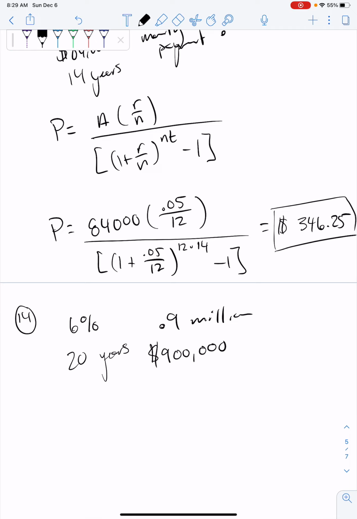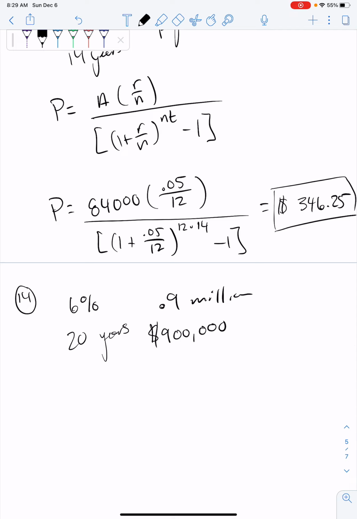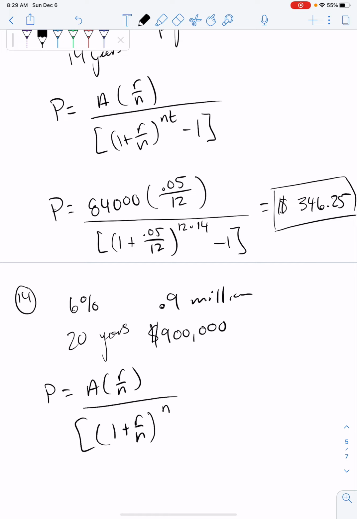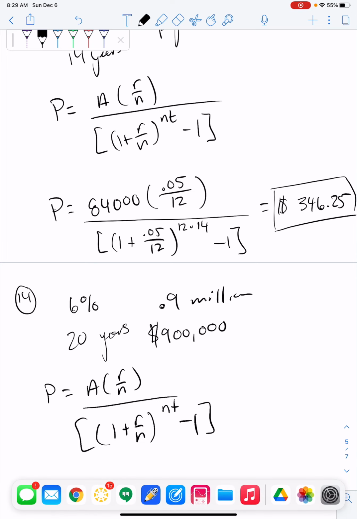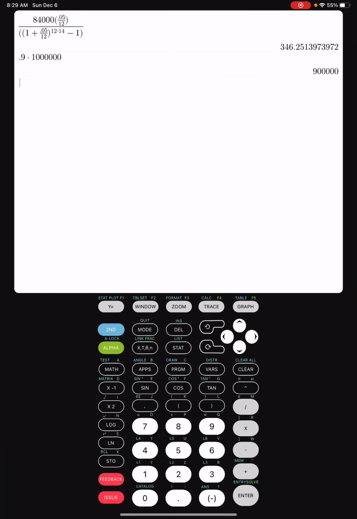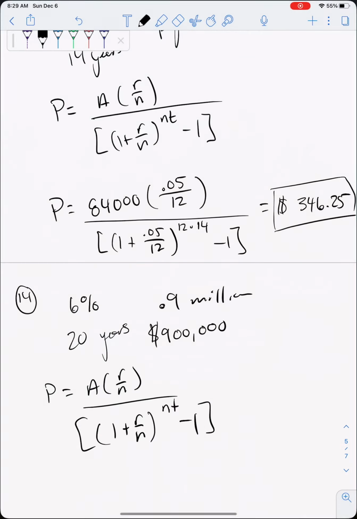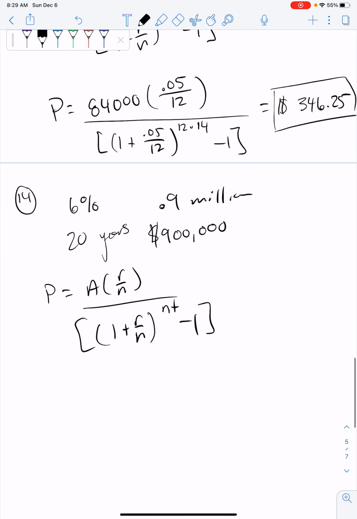So that is how much I'm trying to save. I've got my years, I've got my interest rate. It wants to know how much I should deposit monthly. So I'm going to use the same formula that I used in number 13. P equals A times R over N divided by bracket, parenthesis 1 plus R over N raised to the NT minus 1. Same formula. I'm going to plug it in just like I did on number 13. I'm not going to take the time to do that. Again, you just saw me do it. You can plug it in yourself.